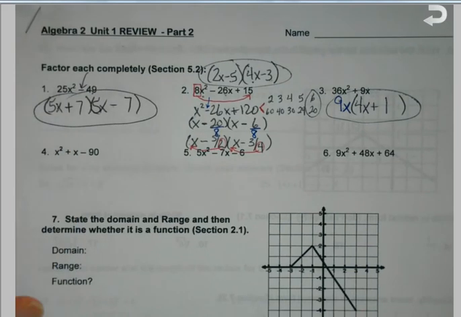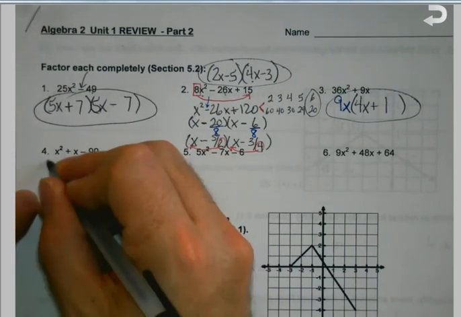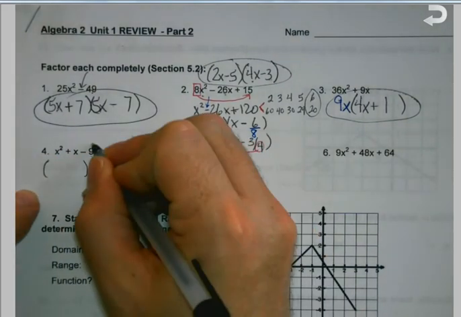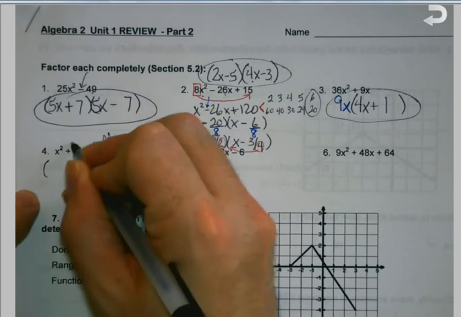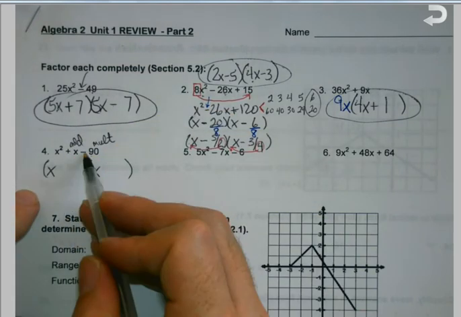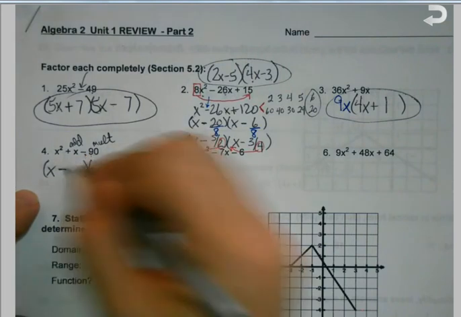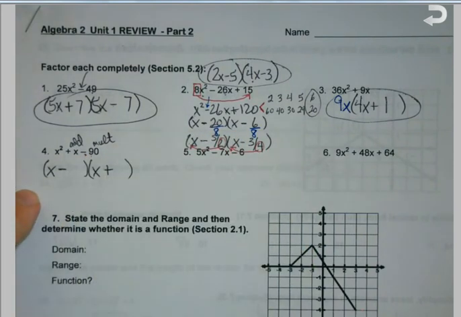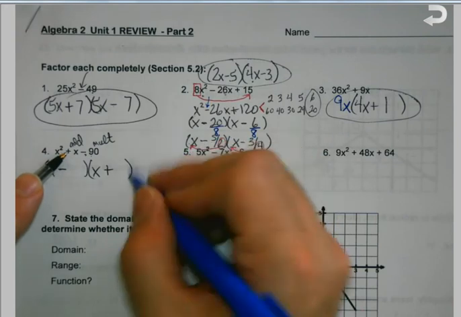For those of you that like your diamonds, here's your chance. I need two numbers that multiply to negative 90 and add to positive 1. Again, clues galore here already. Multiply to get a negative, so I know one's negative and one's positive. I also know that when I add them together, I'm going to get a positive 1.